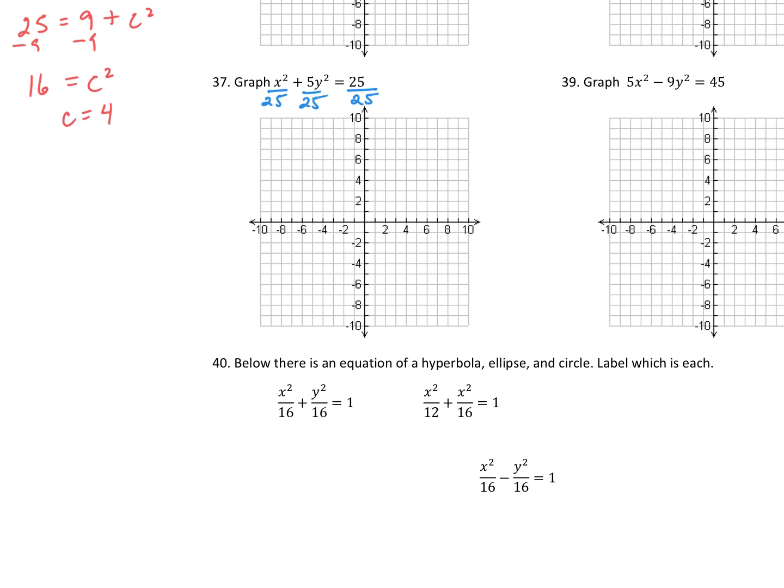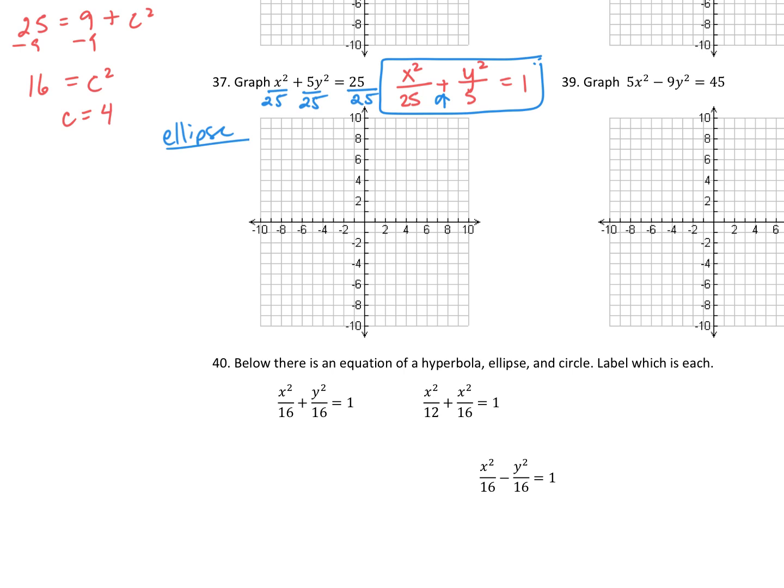This is going to give us a new equation to work with. We have x squared over 25 plus, now this 5y squared over 25, the 5 over 25 will reduce to 1 over 5. So y squared over 5 equals 1. Now we have our equation. We have x squared over 25 plus y squared over 5 equals 1. So this is an ellipse. I don't know if we said that already.